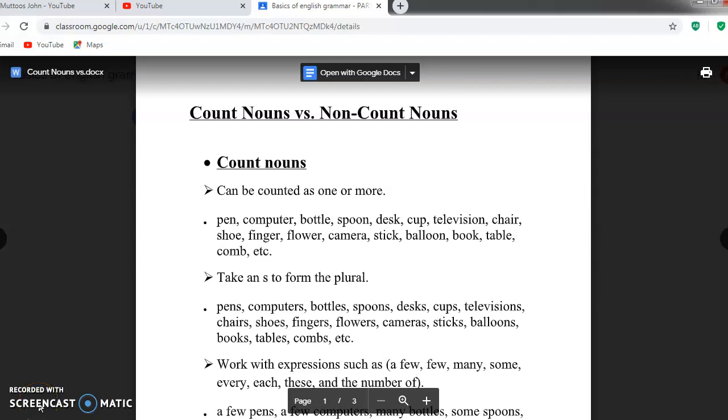Hello all. Today we will see about count nouns versus non-count nouns. First, count nouns. They can be counted as one or more. For example, pen, computer, bottle, spoon, desk, and so on.